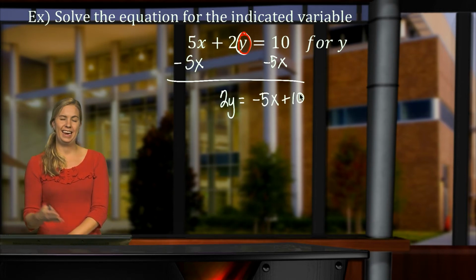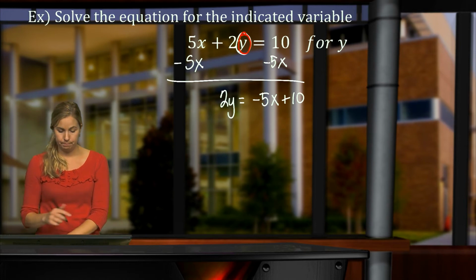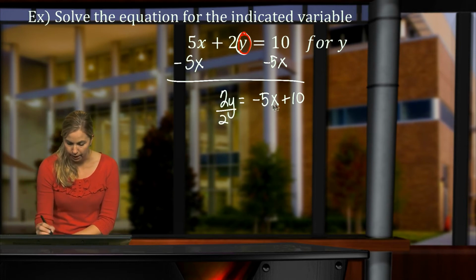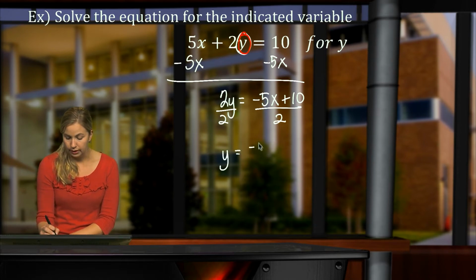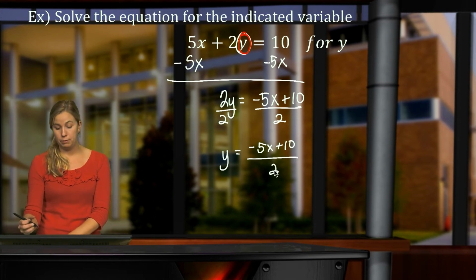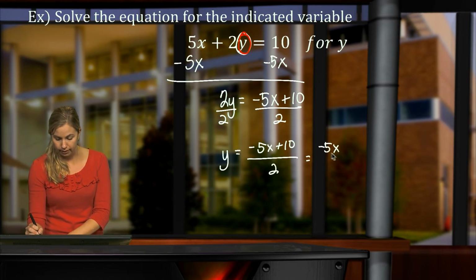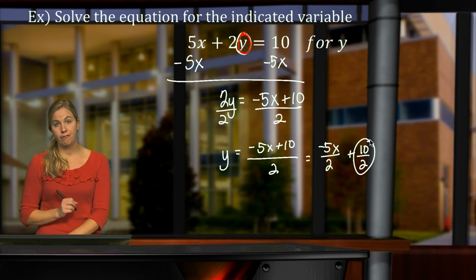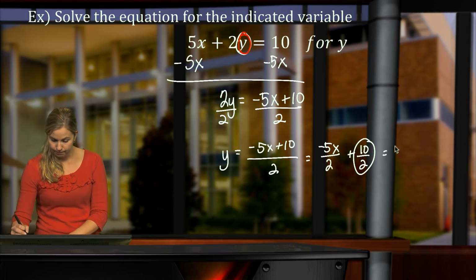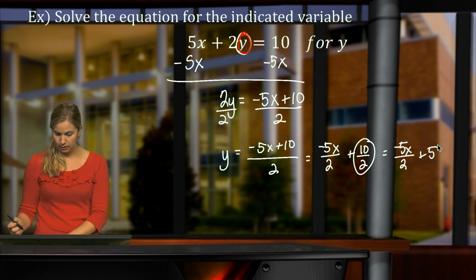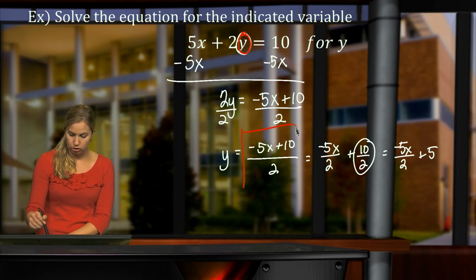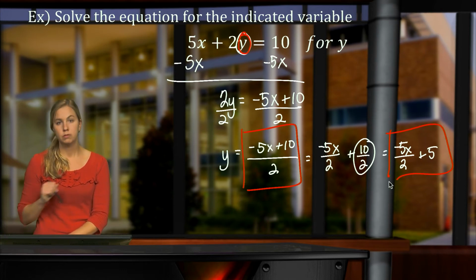If you had written this as 10 minus 5x, it's the same thing. Now I'm going to divide both sides by 2. y is equal to, you can leave it as negative 5x plus 10 over 2, or you can split up this fraction. This is negative 5x over 2 plus 10 over 2, and then this fraction you can simplify. Either of these solutions would work. Okay?